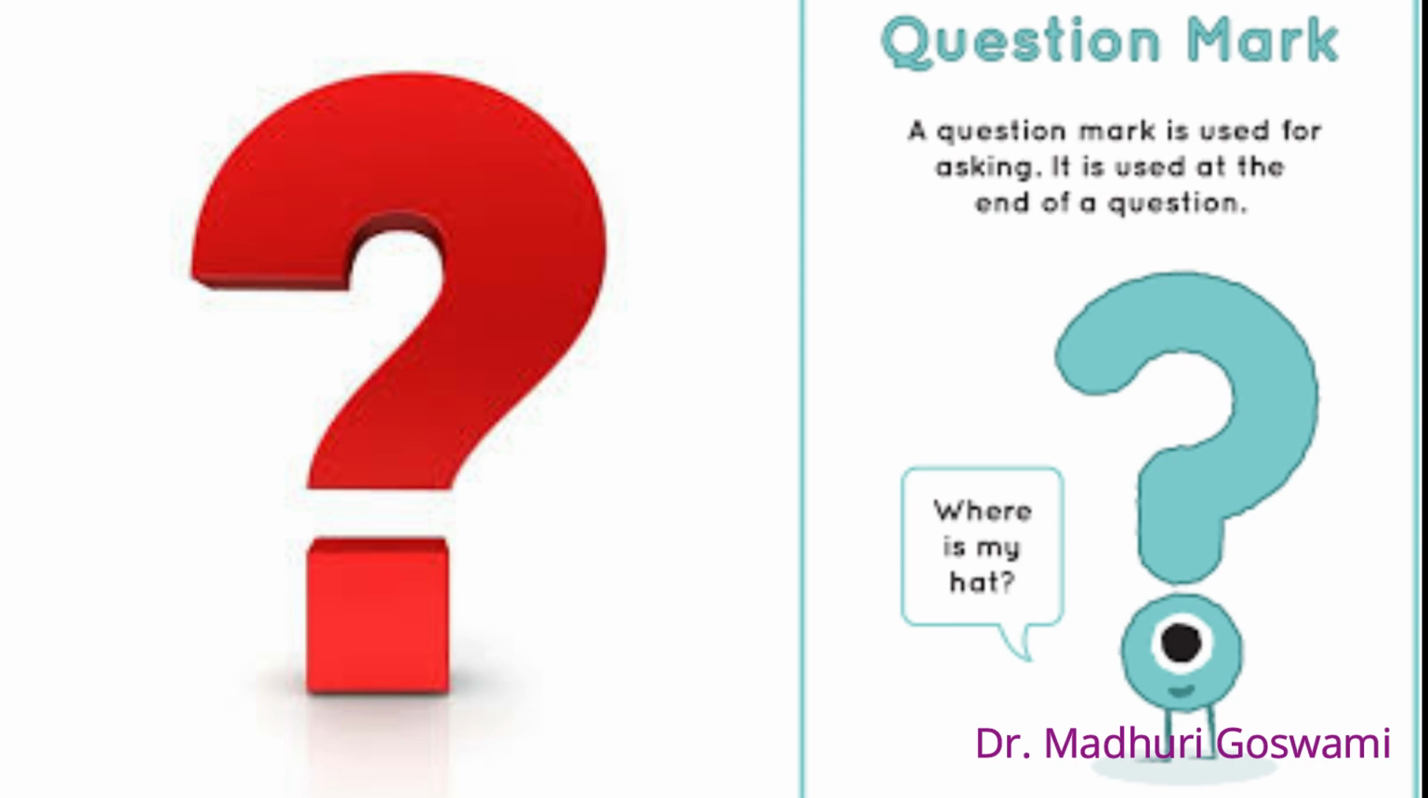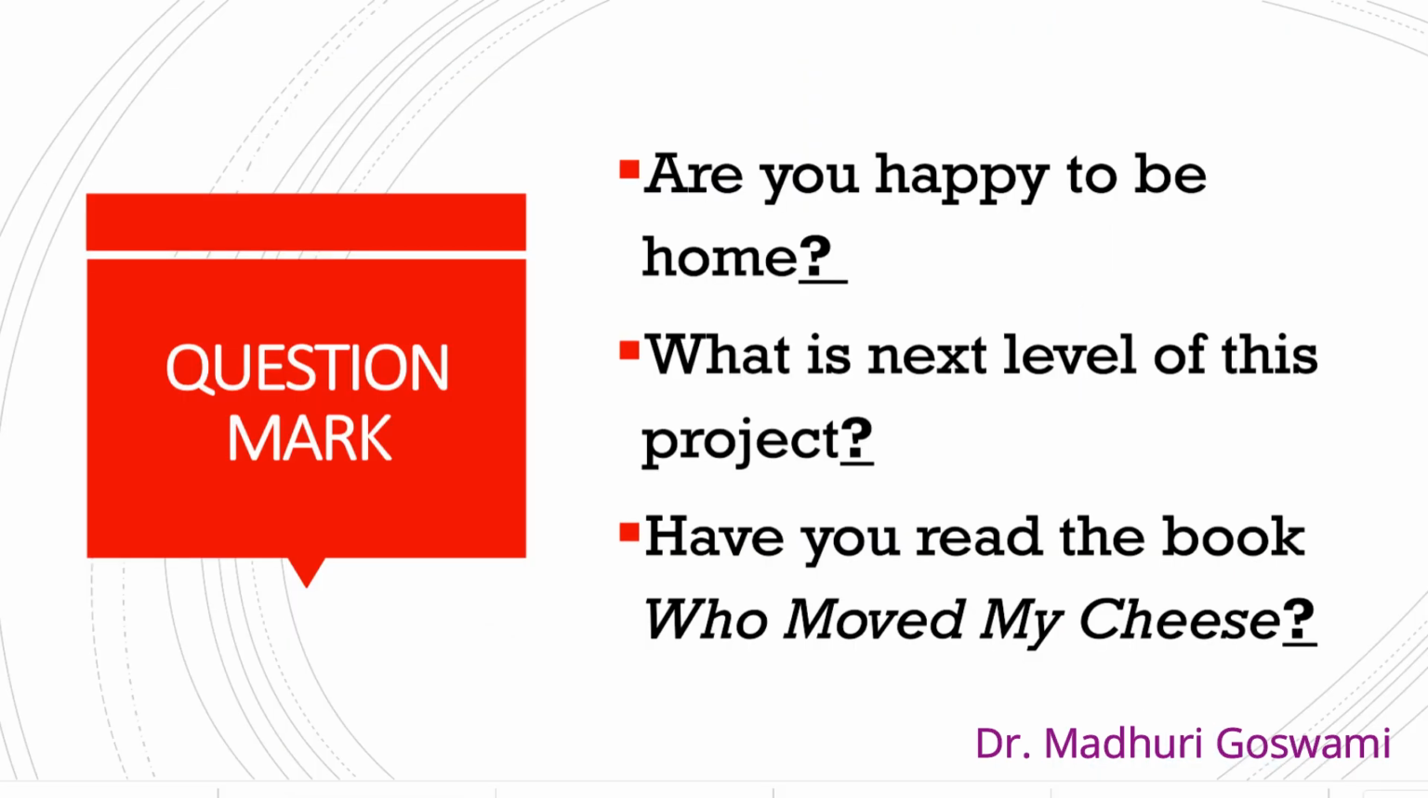It's quite simple and straight. Whenever we ask a question, we put a question mark at the end of that sentence. It's used to indicate a direct question when placed at the end of a sentence. Do you want to have some examples? Here are some examples. Are you happy to be home? What is the next level of this project? Have you read the book Who Moved My Cheese?